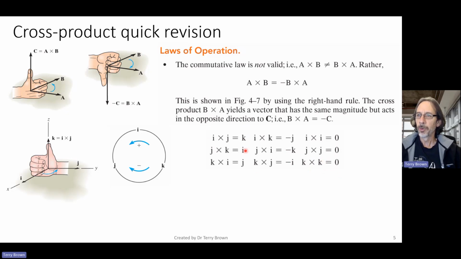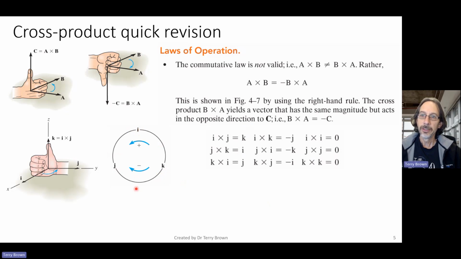Trying to remember what you get from i cross j or j cross i, is it positive k, minus k? If you remember this circle, and remember i, j, k, if we go around this circle anti-clockwise, so we do i cross j, we get positive k. If we do j cross k, we get positive i. If we do k cross i, we get positive j. Okay, so that's what we've got here.